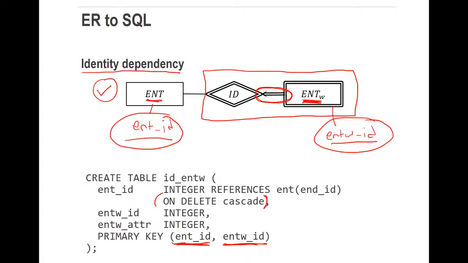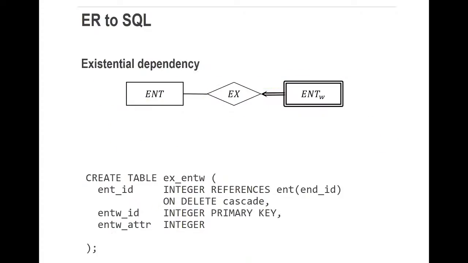Now, the main difference between the identity dependency and an existential dependency is that the primary key for the existential dependency is just this. The identity of the weak entity can fully, uniquely identify that particular weak entity. Okay, so this is what we have. So that is the main difference.